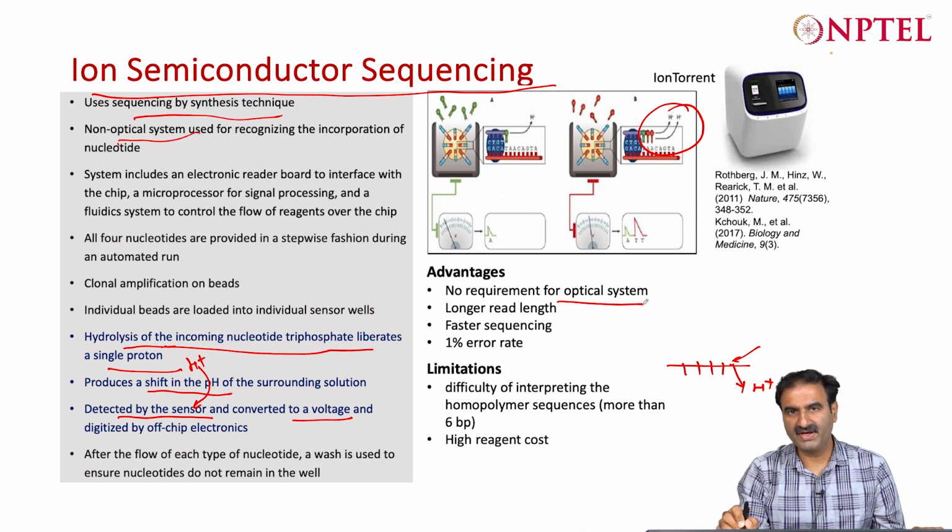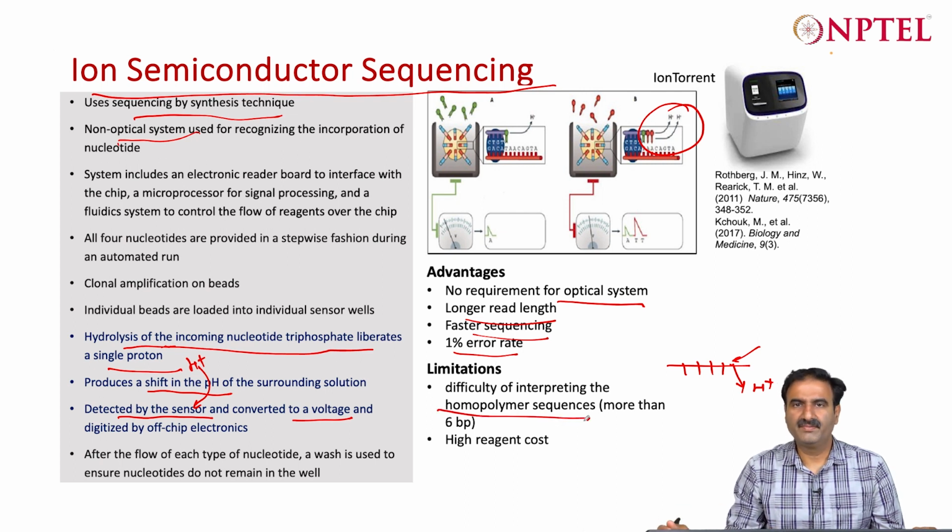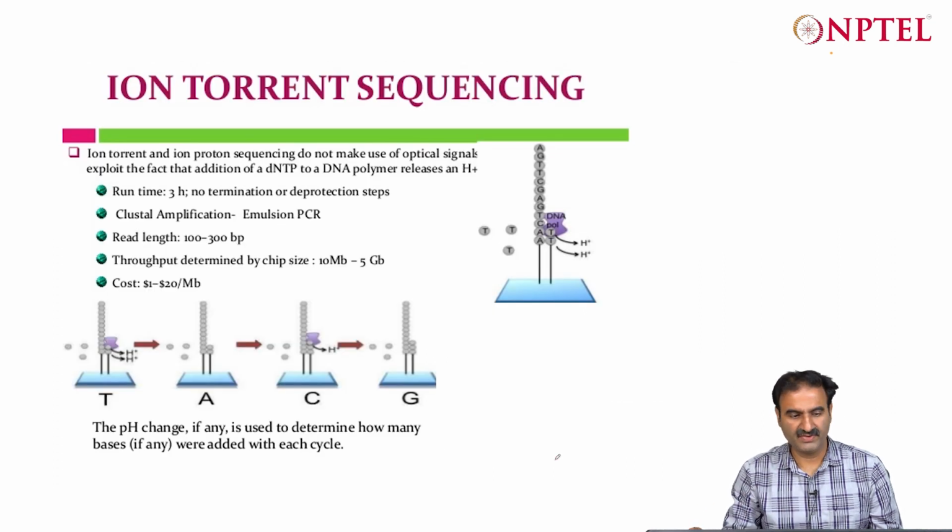okay. So there is no optical system or camera required, and it gives longer read length and is faster, but the error rate is slightly more as compared to Illumina, right. But it has some issues like homopolymer sequences, when for example the sequence contains A, or T, or G, so all 4 A's will get incorporated at once, and you will not know whether it was one A or multiple A's that got inserted. So homopolymer sequences are difficult here, and the reagent cost is high in the case of Ion Torrent sequencing.